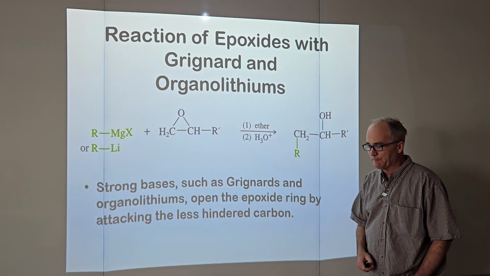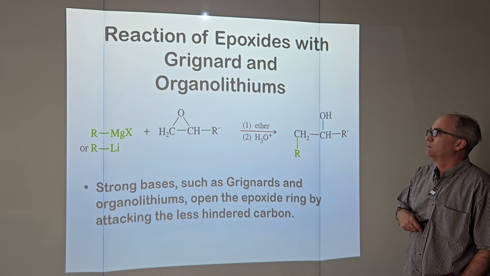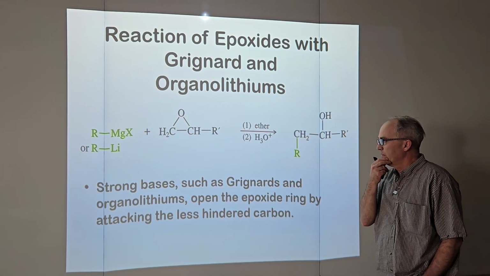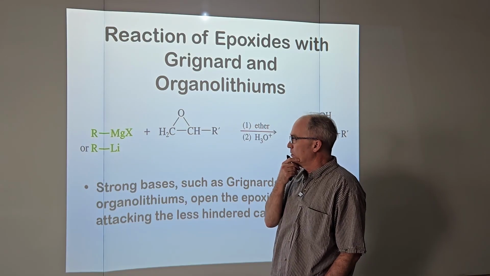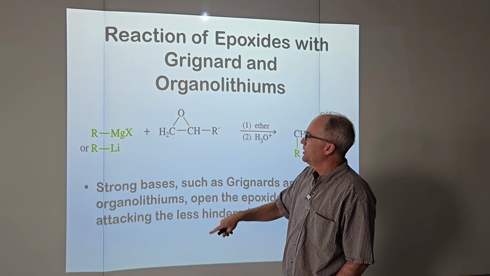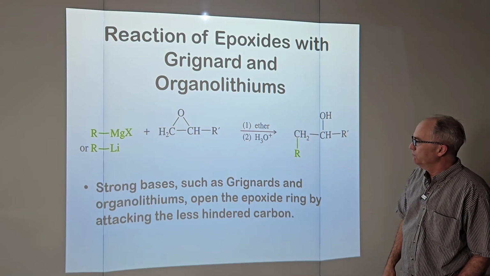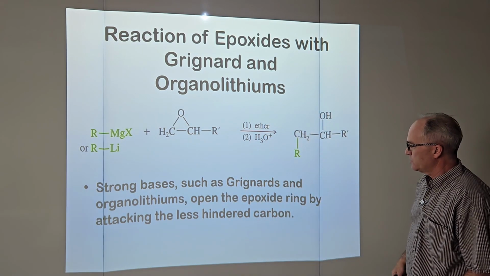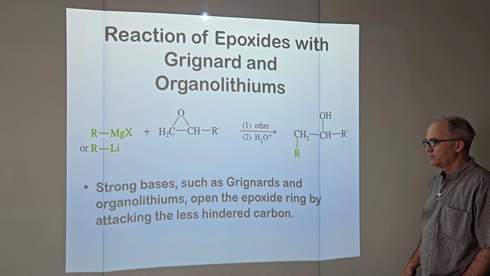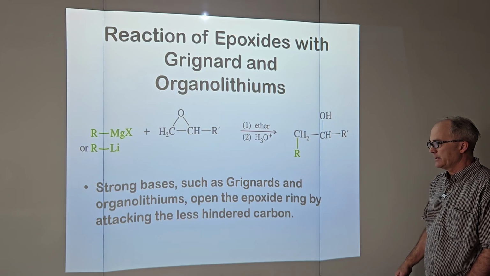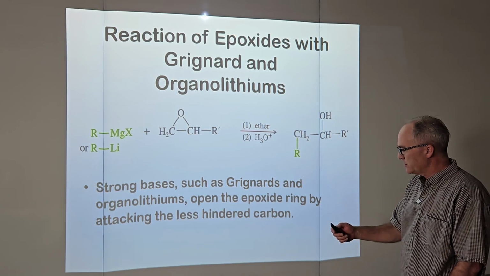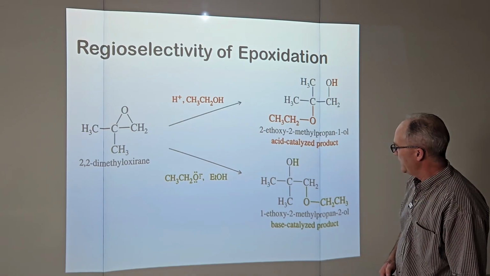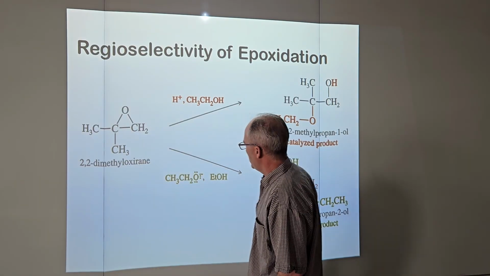So why is that important? Well, if we do a Grignard reaction on an epoxide ring, we don't get the ether and the OH. We're just going to get the OH and add an alkyl group. So here we see that group hitting right here. Strong bases such as Grignards and organolithiums open the epoxide ring by attacking the less hindered carbon. So let's go back and look at the base, the less hindered carbon.